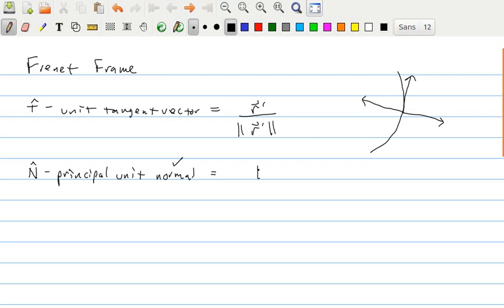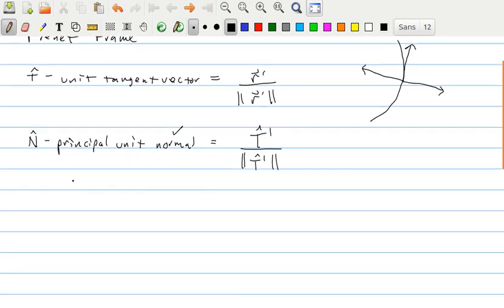The way this is defined is similar to the unit tangent vector, but it's the derivative of the unit tangent vector. And then to ensure it's a unit vector, we divide this by its length. So that's our principal unit normal vector. And the third part of the Frenet frame is the so-called binormal vector. The binormal vector doesn't involve any derivatives. We've done all our derivatives already. This is just the unit tangent crossed with the principal unit normal vector.